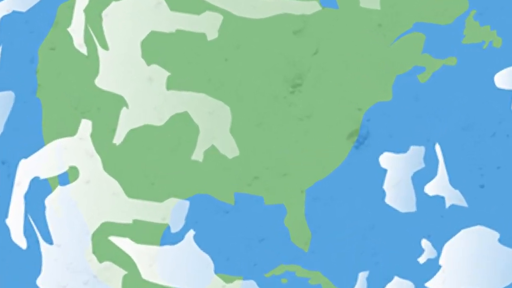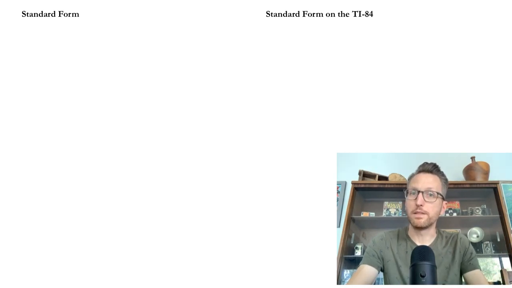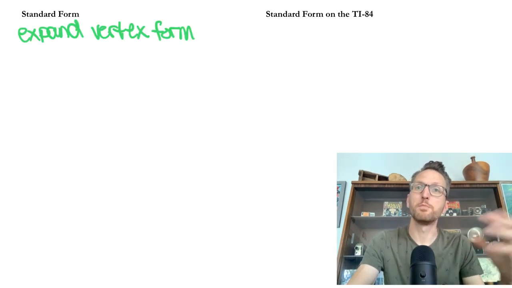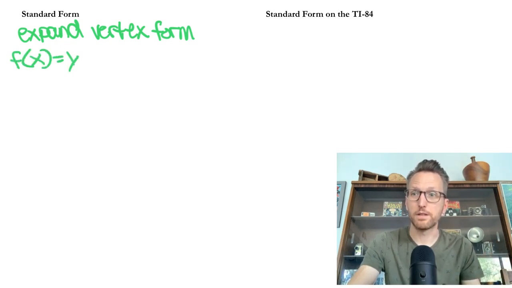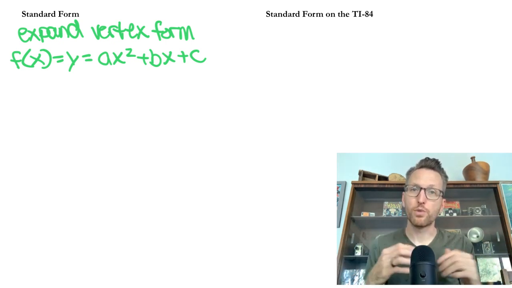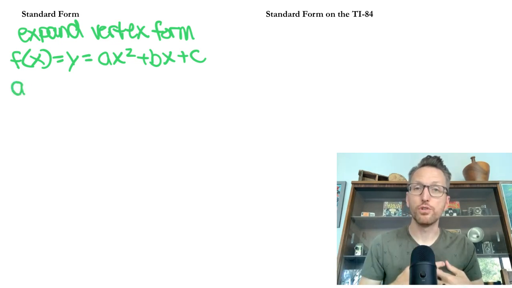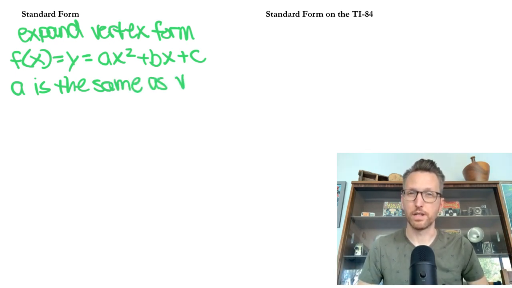The last thing is standard form. The equation is found basically by taking the vertex form and expanding out that x minus h squared, so just multiplying x minus h times x minus h. That's a few algebraic steps that you can do. But the form is simply ax squared plus bx plus c. And that a in each one of the equations is the same. So if the a was 2 in the vertex form, then the a would be 2 in the standard form. But the b and the c are different.